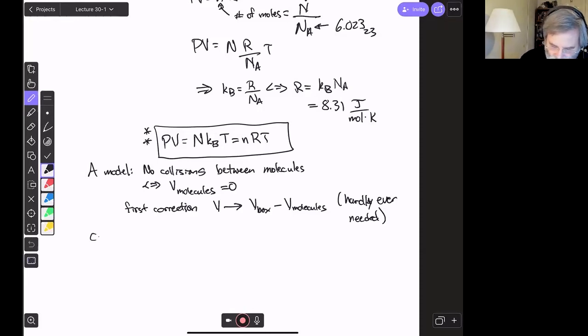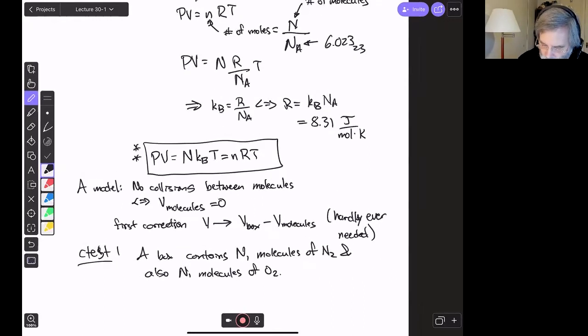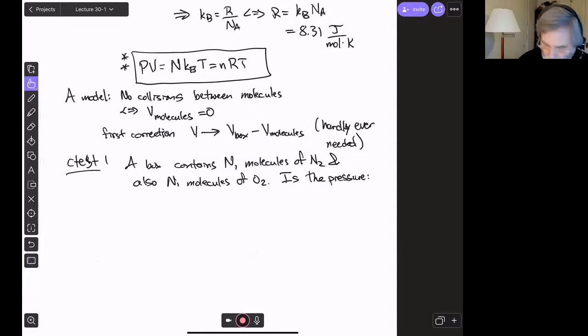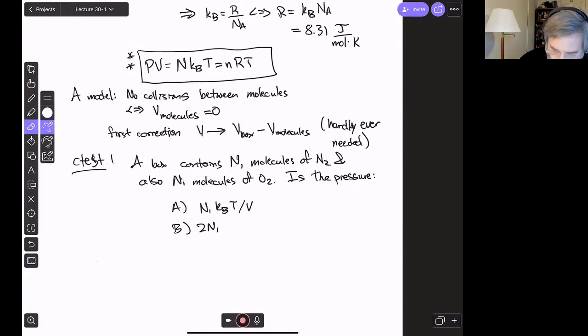Okay, so now we're ready for the concept test. So concept test one: a box contains cap N sub one molecules of nitrogen. So nitrogen is an N2 molecule, and also cap N sub one molecules of oxygen, which is also a diatomic molecule. Is the pressure in the box, make it multiple choice, A, cap N sub one kBT over V, B, two cap N sub one kBT over V, or C, something else.